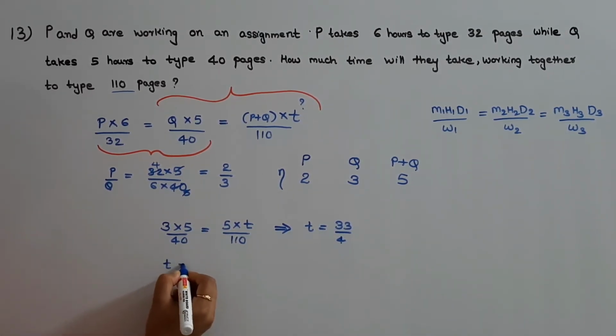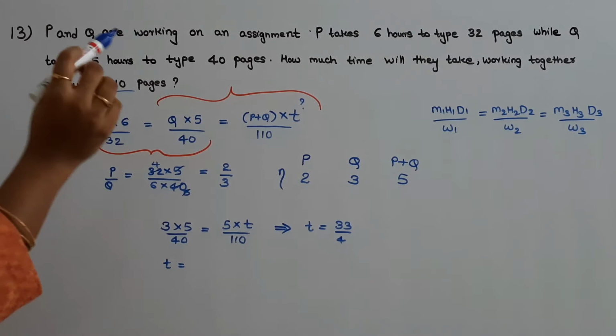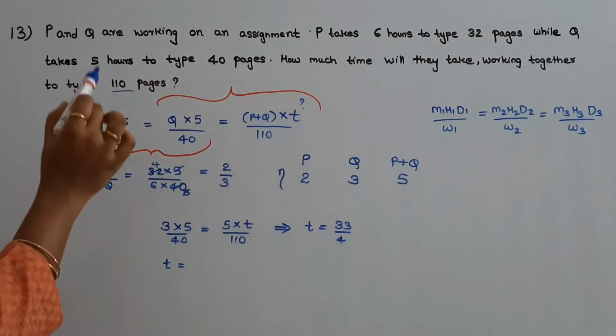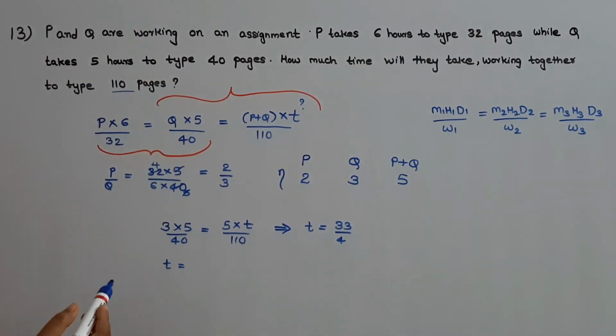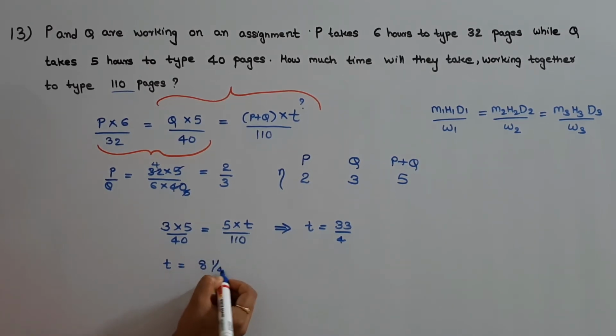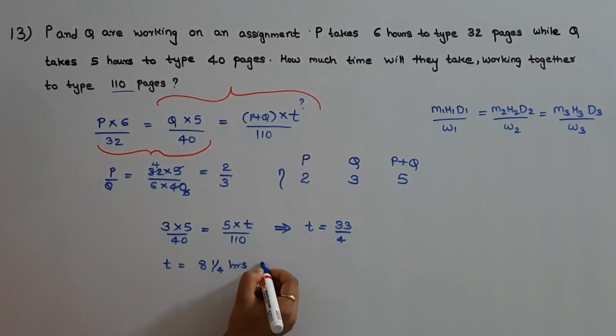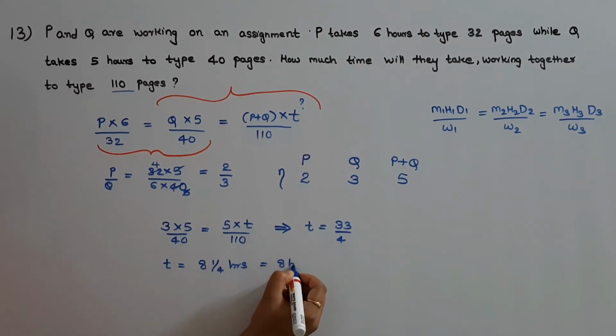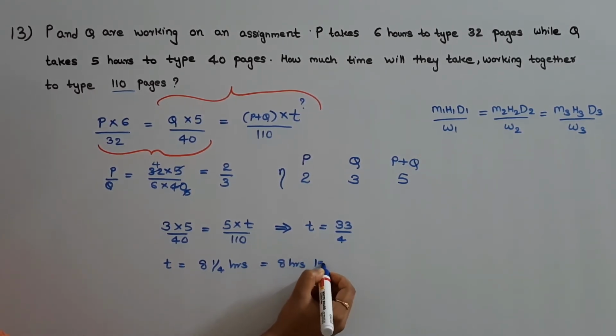So time taken by P and Q together to type 110 pages is 8 1 by 4 hours. That is equal to 8 hours 15 minutes.